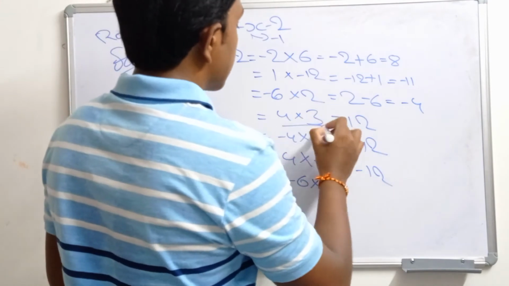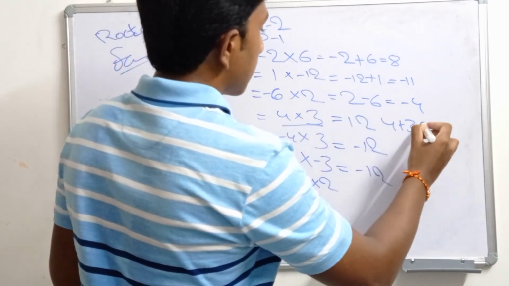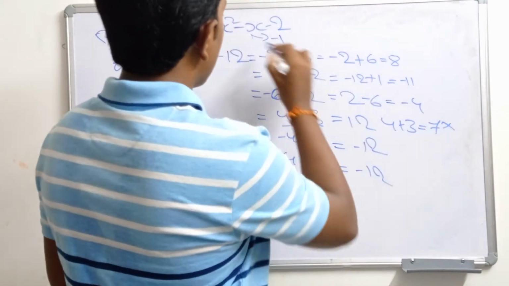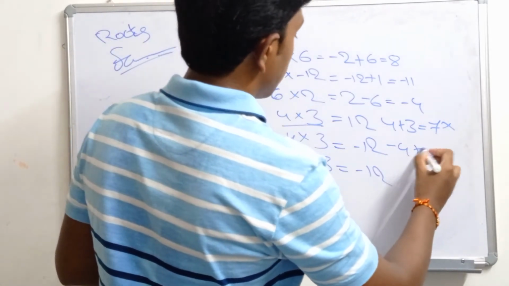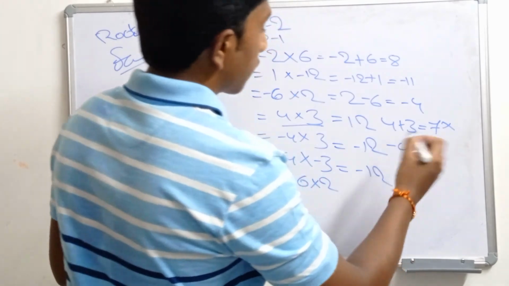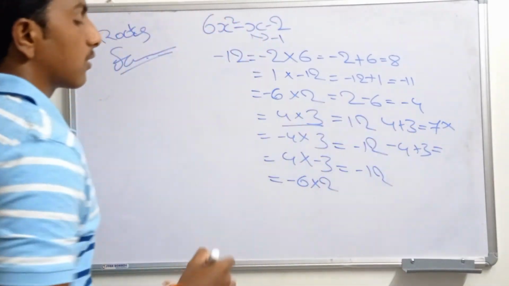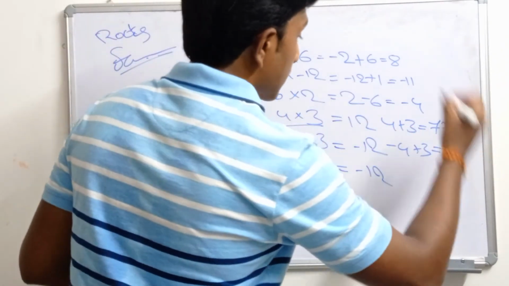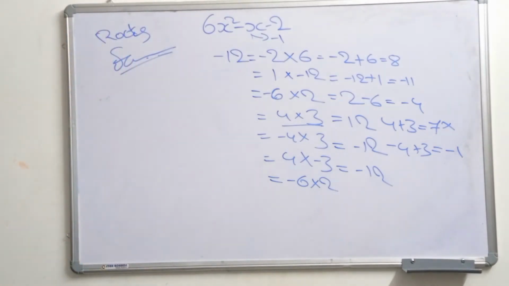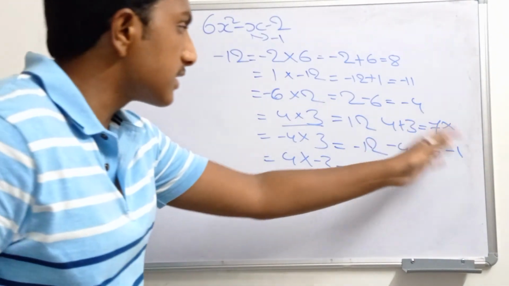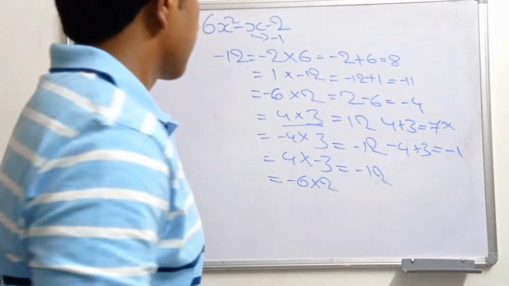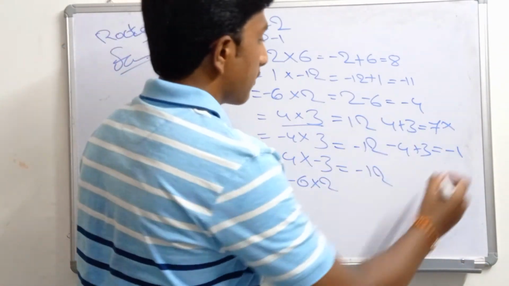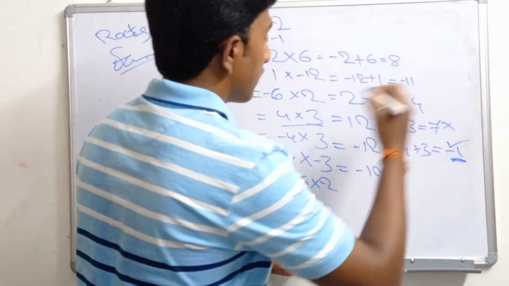Now we'll add this. 4 plus 3 is equal to 7. Not valid, we need minus 1. Minus 4 plus 3. I hope this can be done. Minus 4 plus 3 means 3 minus 4. 3 minus 4 is equal to minus 1. Guys, am I clear? Minus 4 plus 3 is equal to minus 1. So we'll check this also. Minus 1 we are getting here, so we can go with it.